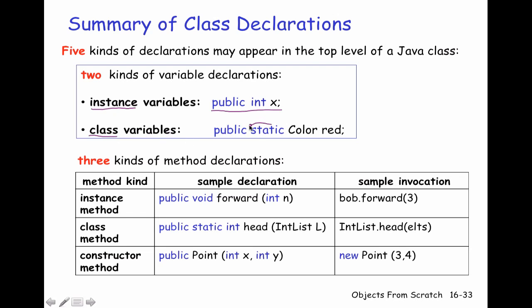Class variables are also variable declarations. They are distinguished by having the keyword static. So if we say public static color red, it means that inside of our class we are declaring that it should have a class variable named red, and that red class variable should contain a color.